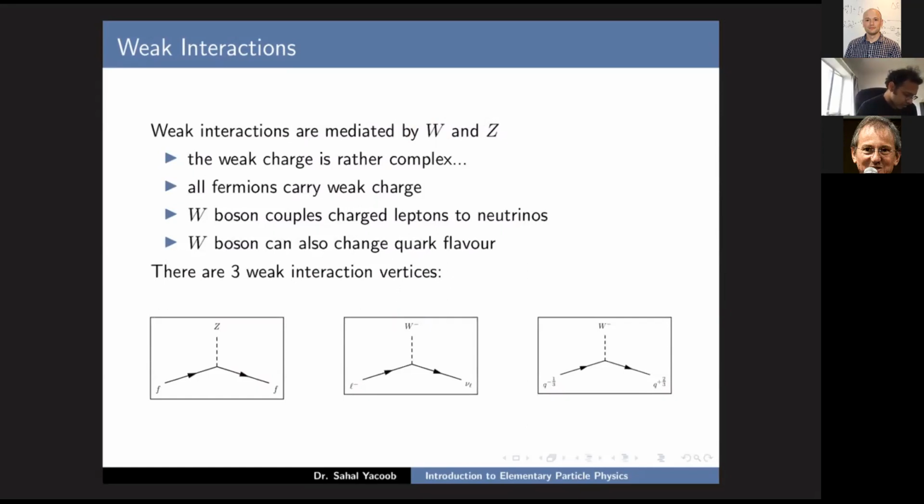The W boson couples charged leptons to neutrinos. So we see that down here in our middle diagram. On the left, we see the Z boson coupling a fermion to the same fermion. And on the right, we see the W boson coupling a quark with charge -1/3 to a quark with charge 2/3. So these are the three weak interaction vertices.